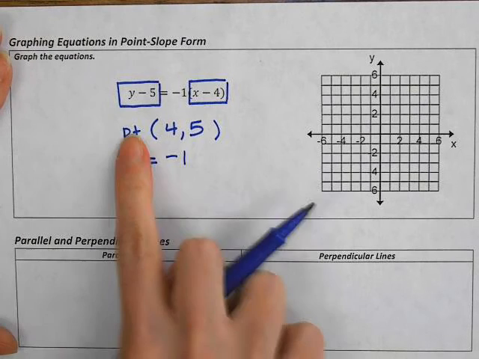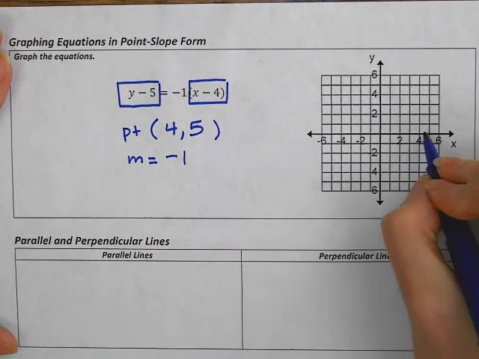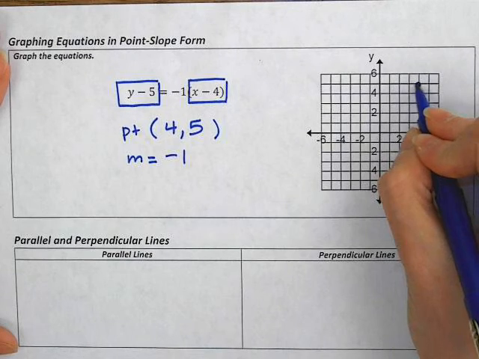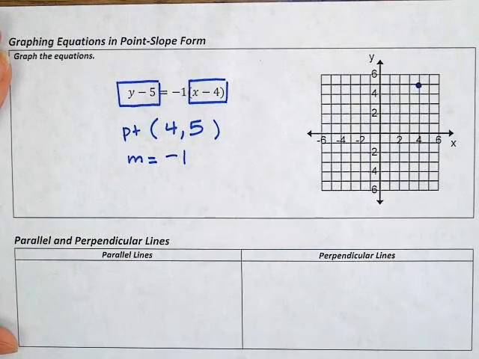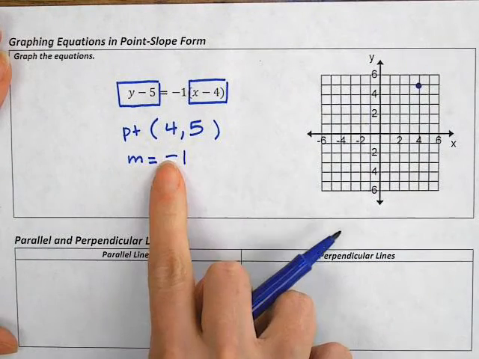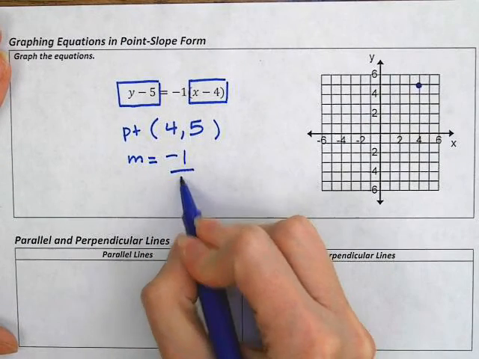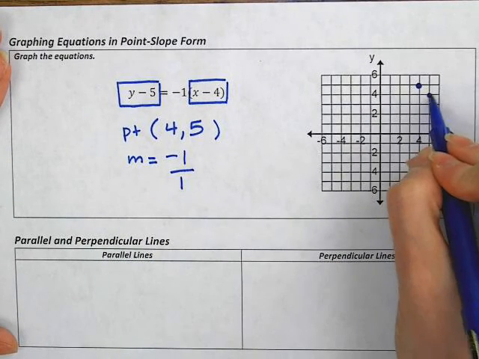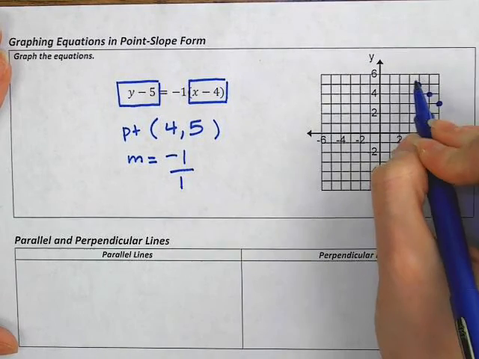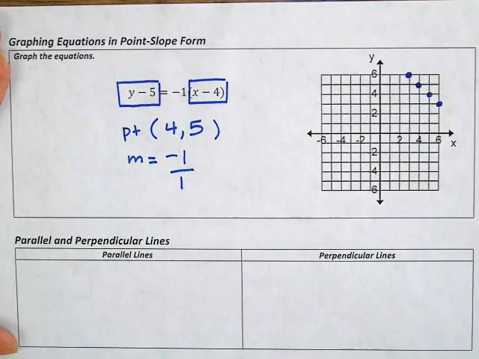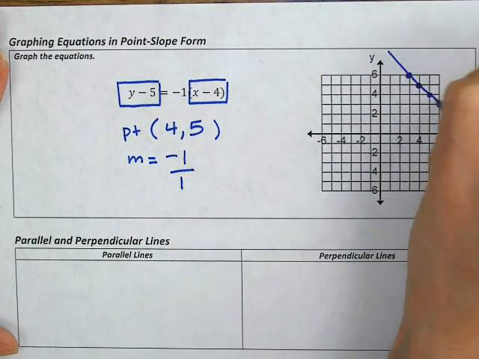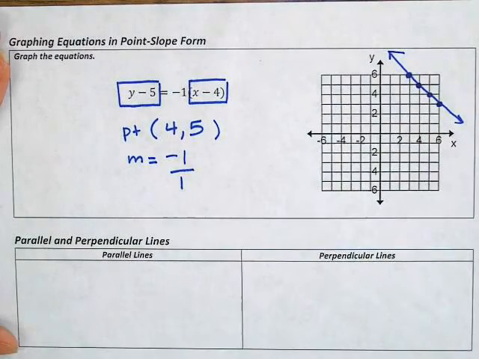All right, so we're going to make a dot at 4, comma 5. And then from that point, we're going to go down 1, right 1. Down 1, right 1. Or up 1, left 1. And that is our line. It's pretty off the graph. That's okay.